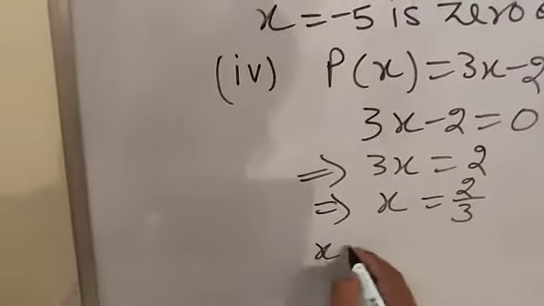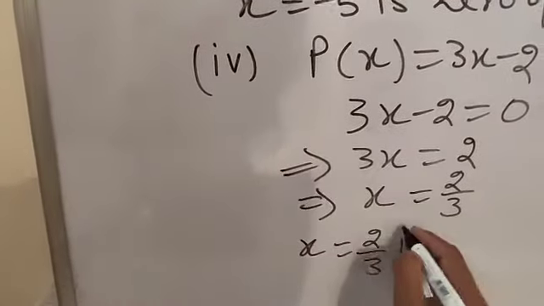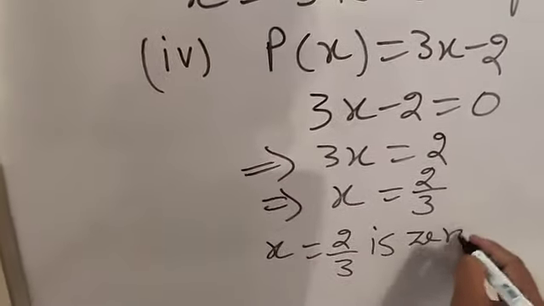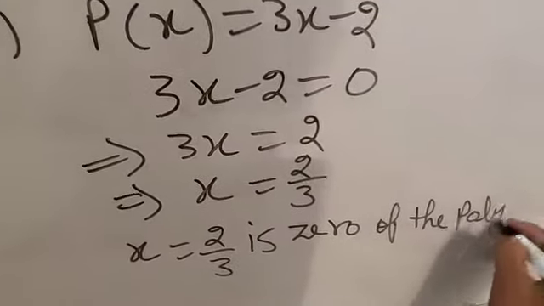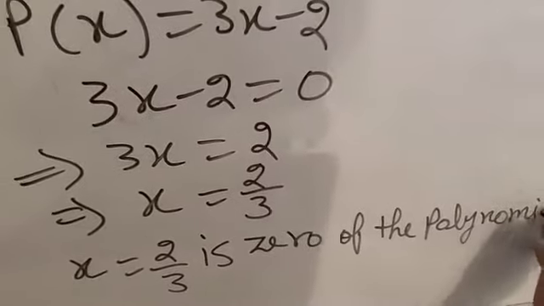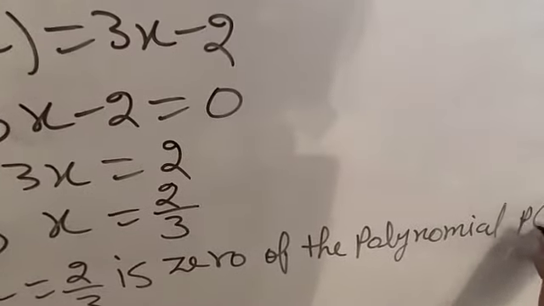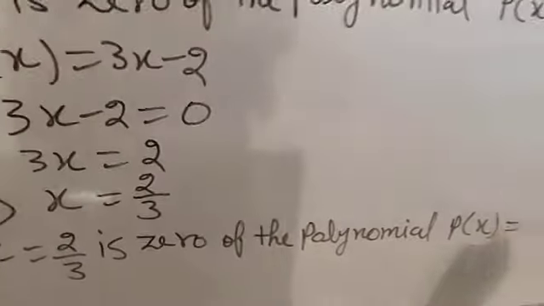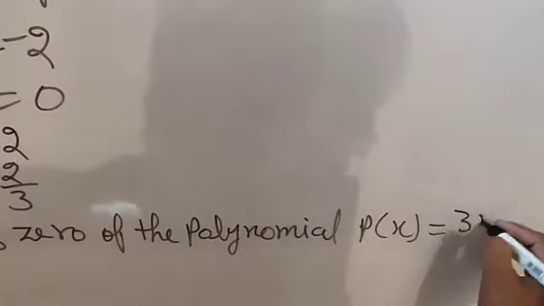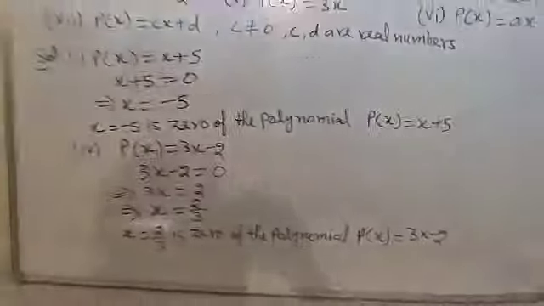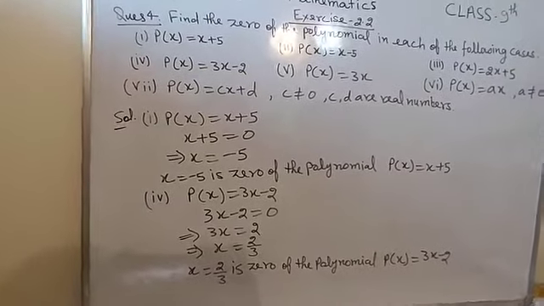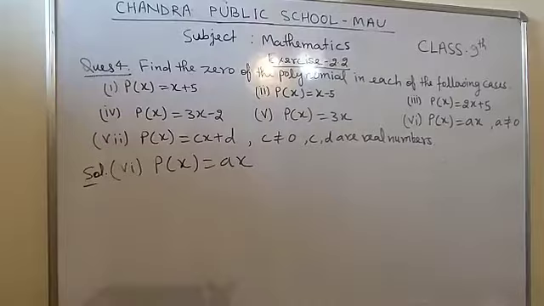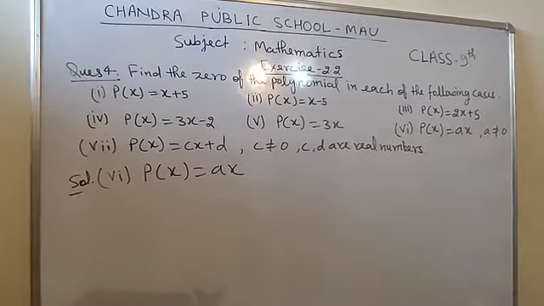So here you can write x equal to 2 by 3 is the zero of the polynomial p(x) equal to 3x minus 2. So here is the solution of the first and fourth part. Now I am going to solve the sixth part of the question.